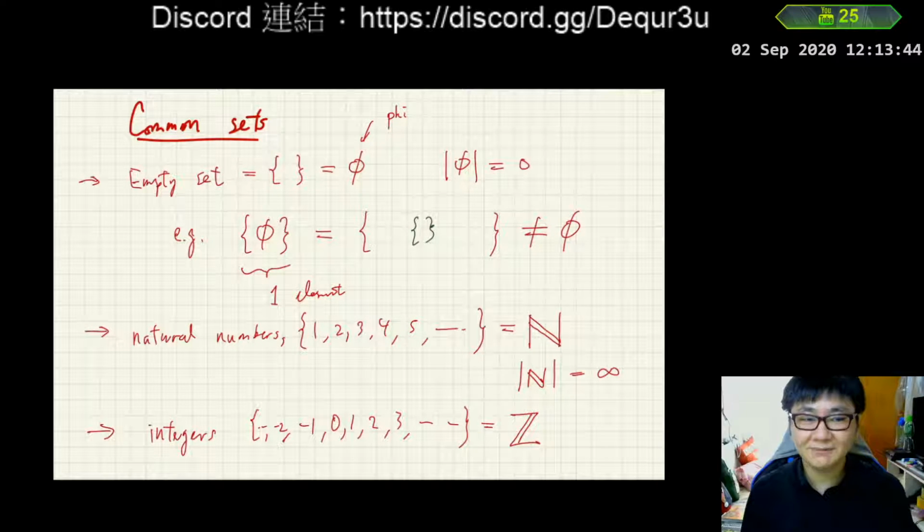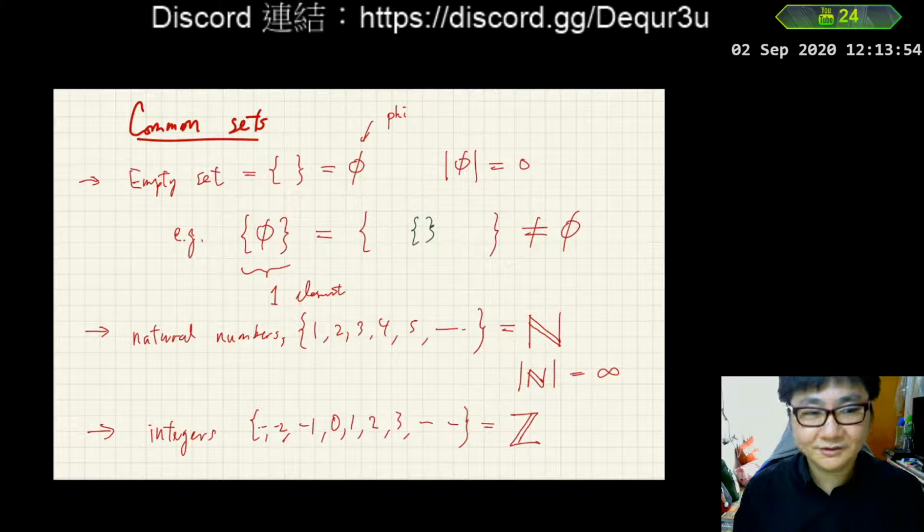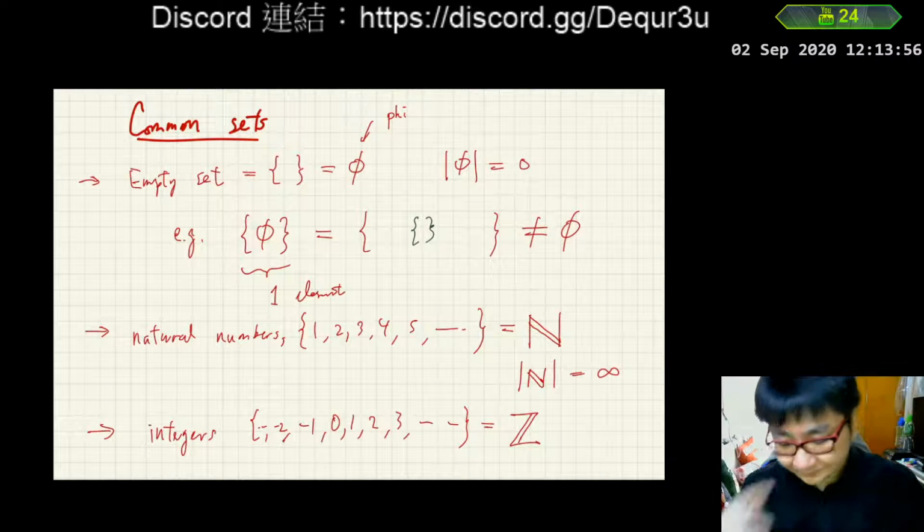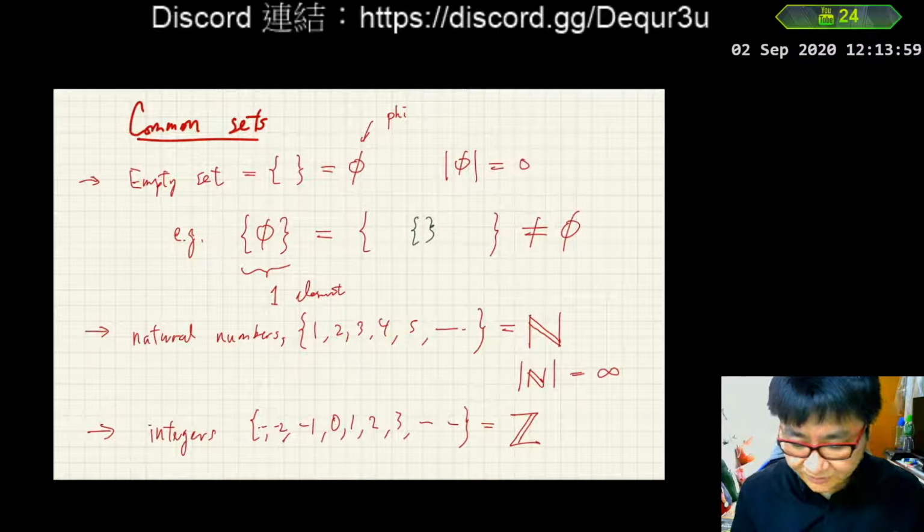If you check Wikipedia, you can see why we use Z. We don't use I for integer, right? Why do we use Z? I think it comes from German. In German, Z refers to the numbers, and so the integer set is Z.